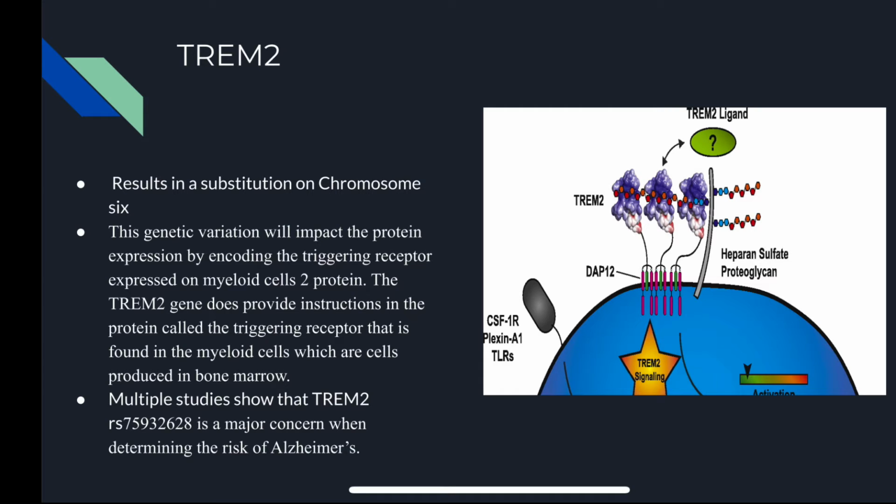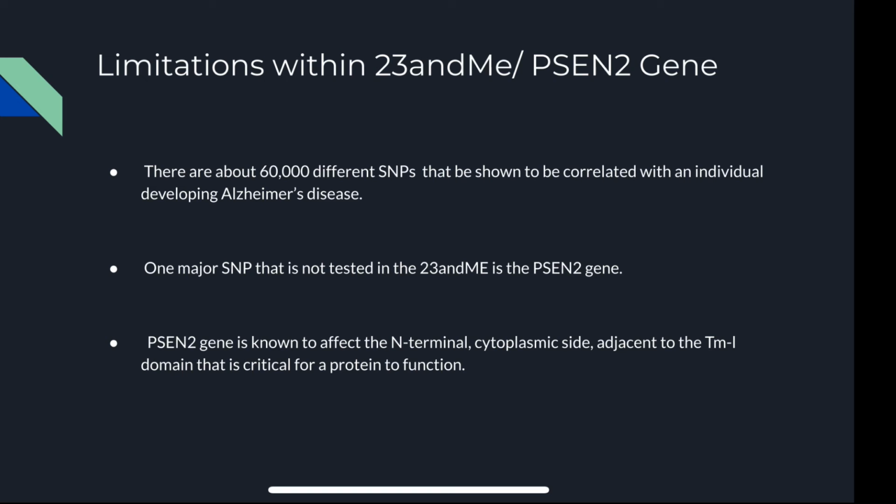A study was done over 131 families to test for certain genetics that would lead to Alzheimer's disease. In one of the families, 12 out of the 16 patients with Alzheimer's disease would carry the R47H. This would help support the role of the TREM2 receptor as an aggression protein that is compromised in the R47H, which will result in a speed up of Alzheimer's disease in each person. The 23andMe is known to be very efficient when testing for Alzheimer's disease. Currently, there are about 60,000 different SNPs that have been shown to be correlated with an individual developing Alzheimer's.